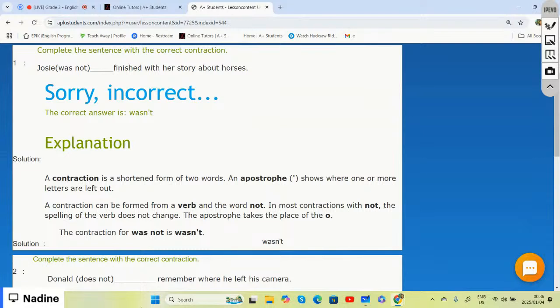All right. So with the contractions where we have the word not in, it's basically where we have the verb as well as the word not. So the verb will stay the same, and with not, we remove the O and we put the words together.